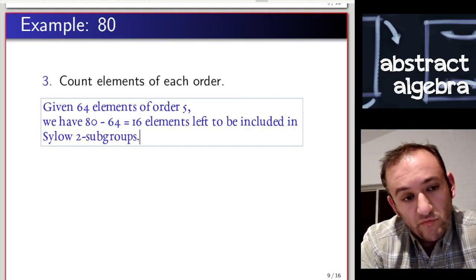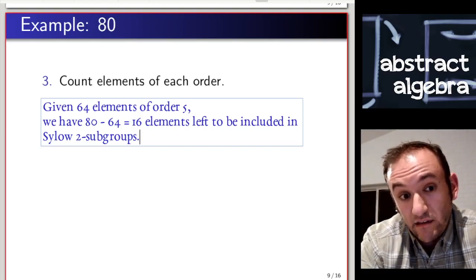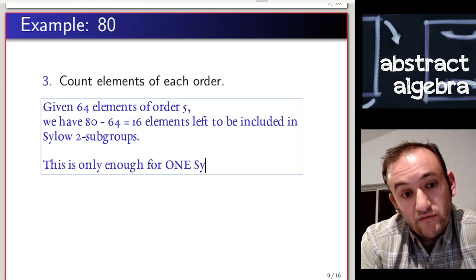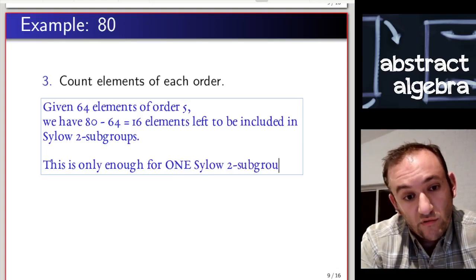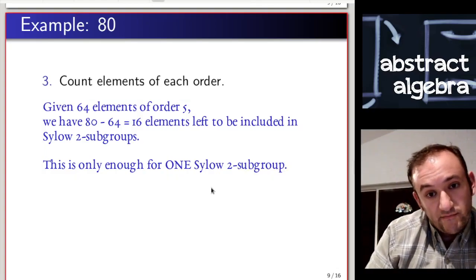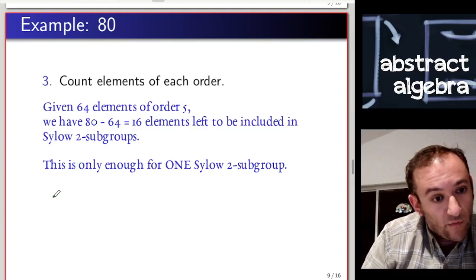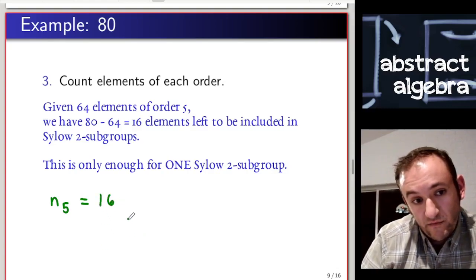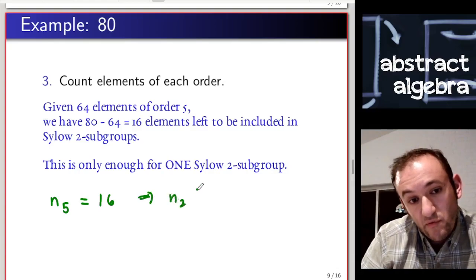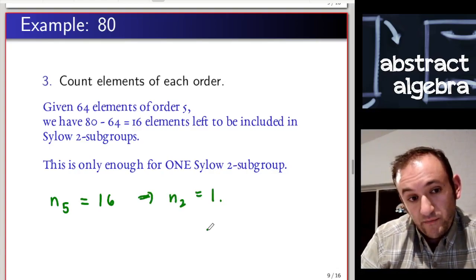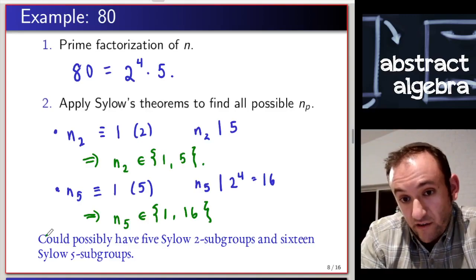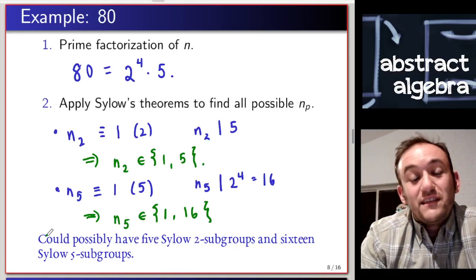Okay? But we know that each Sylow 2 subgroup has size 16. For one Sylow 2 subgroup. Okay? So what we conclude from this is that when we assume that n5 is equal to 16, that implies that n2 must be equal to 1. Okay? So because we had the options n5 equals 1 or 16, if n5 is 1, then the Sylow 5 subgroup is normal. If n5 is 16, then the Sylow 2 subgroup is normal.